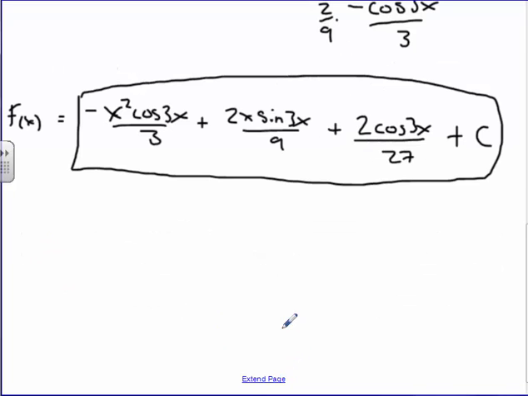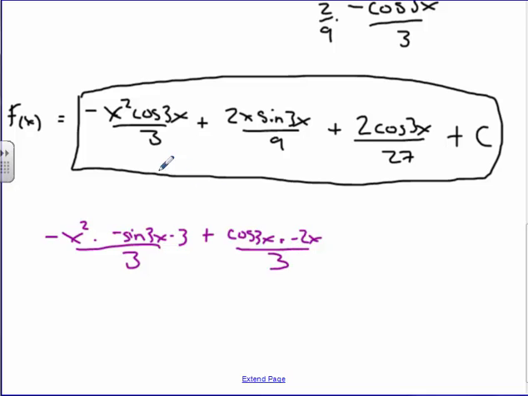So quick thought here. We should be able to reasonably quickly re-derive this and get an answer. So I'm going to do the first times the derivative of the second. So cosine derives to negative sine, plus the second times the derivative of the first. So that's what this bit right here gives me.